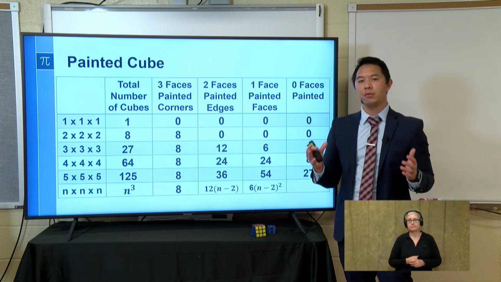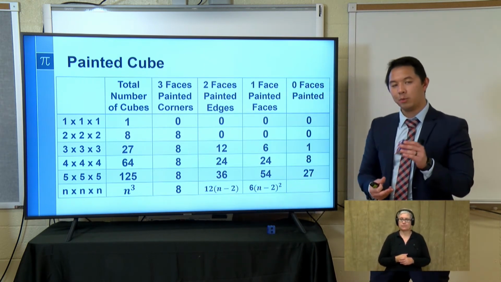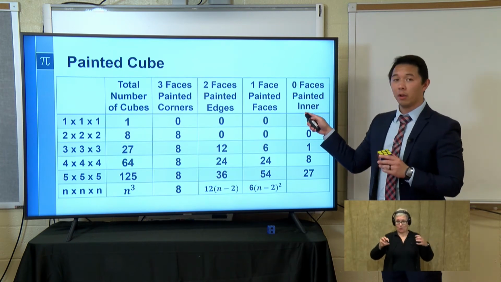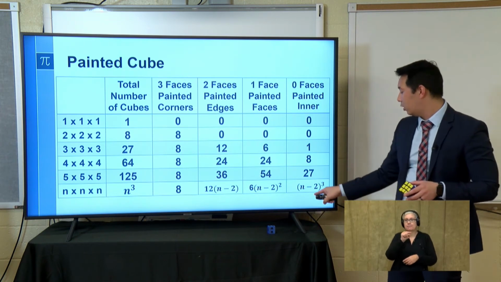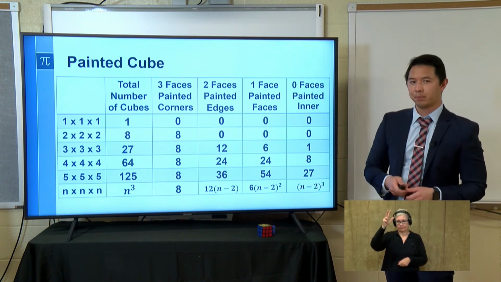And then when I remove all of those cubes that have paint on them, and I'm looking at the very inner part of our larger cube, that's going to be the smaller cube of dimension n minus 2 to the 3rd power.